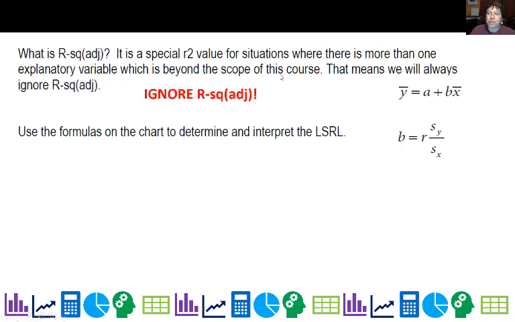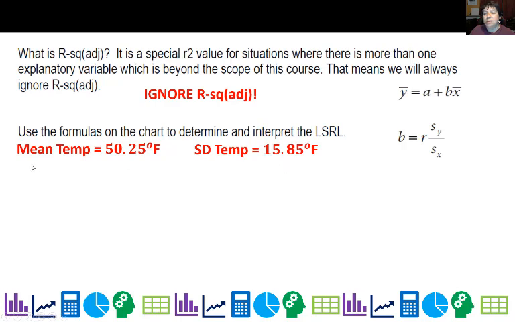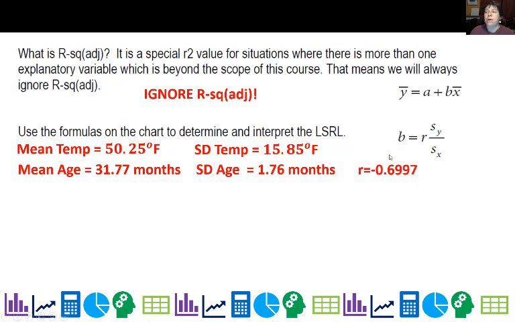Ignore R-squared adjusted. Don't touch it. Now we're going to see how we use these formulas on your math chart. I gave you a list of data: the mean temperature, which is our mean x, the standard deviation for x, the mean y value, which is the mean age, as well as its standard deviation. And we already calculated that r is negative 0.6997.